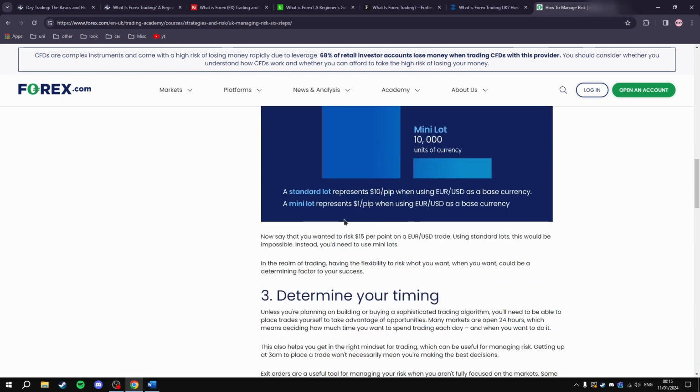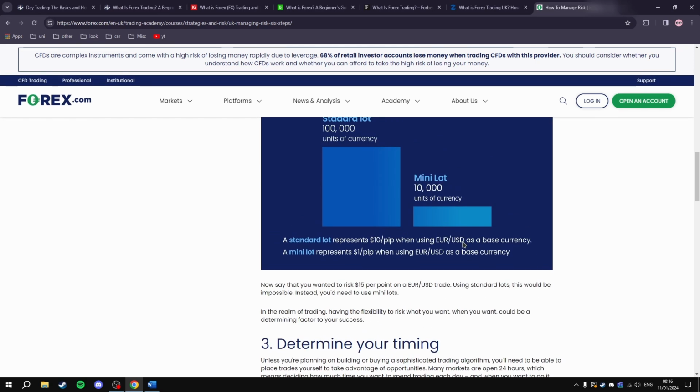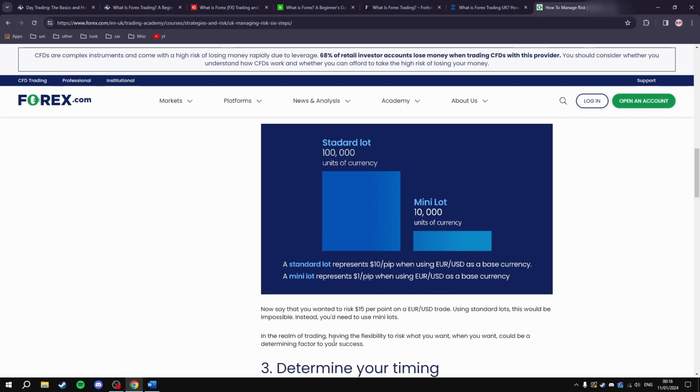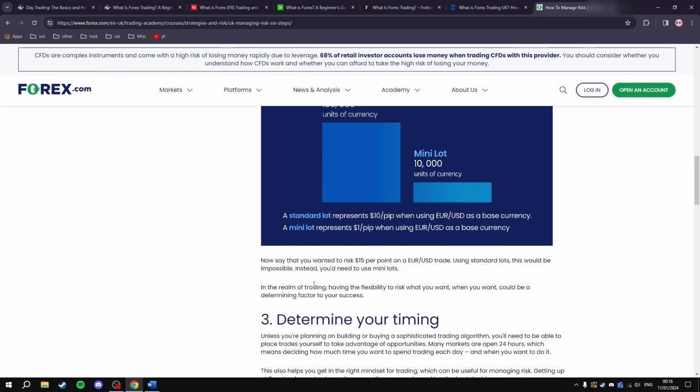Now say that you wanted to risk $15 per point on a euro. Using standard lots, this would be impossible. Instead, you need to use mini lots. In the realm of trading, having the flexibility to risk what you want when you want could be a determining factor to your success.